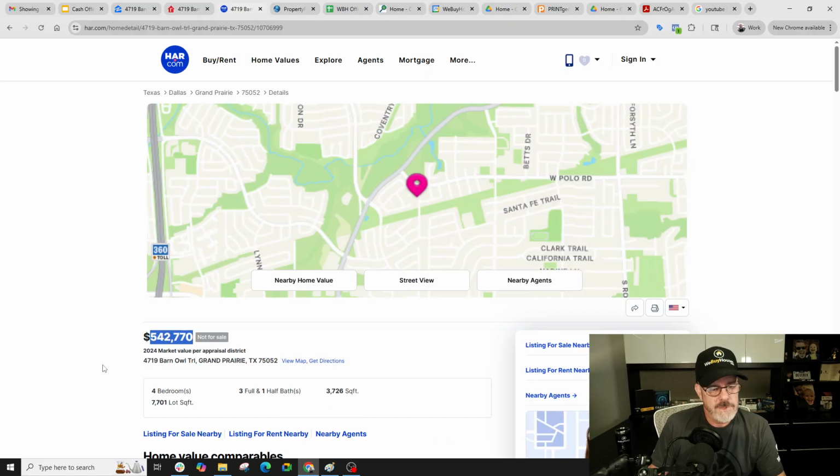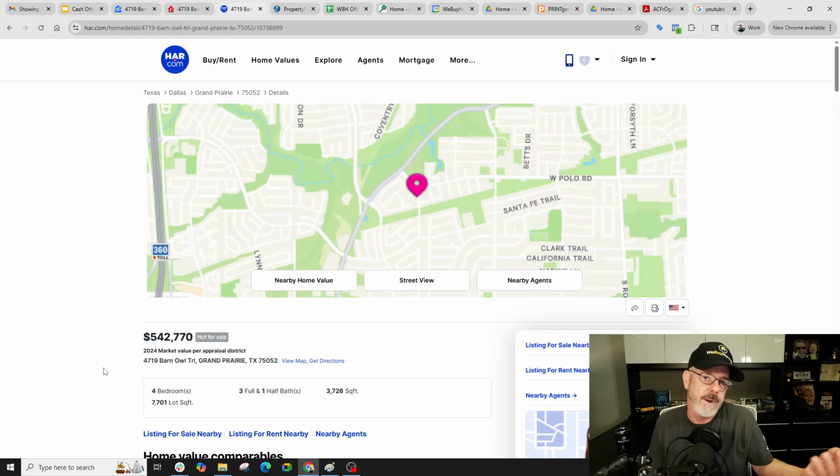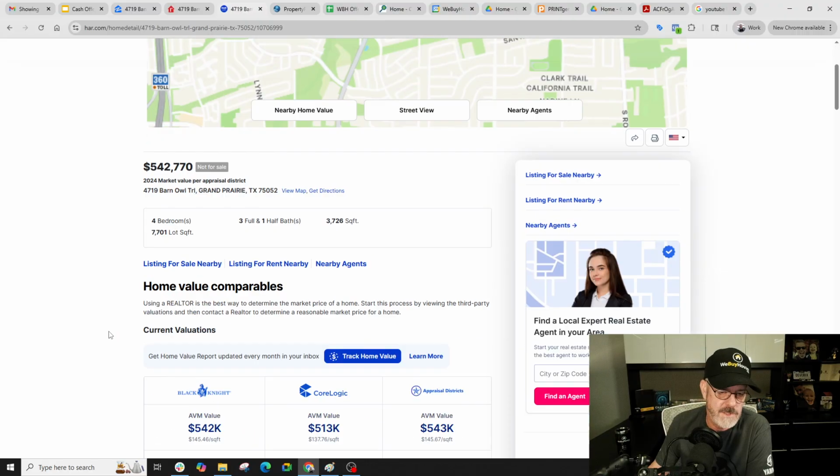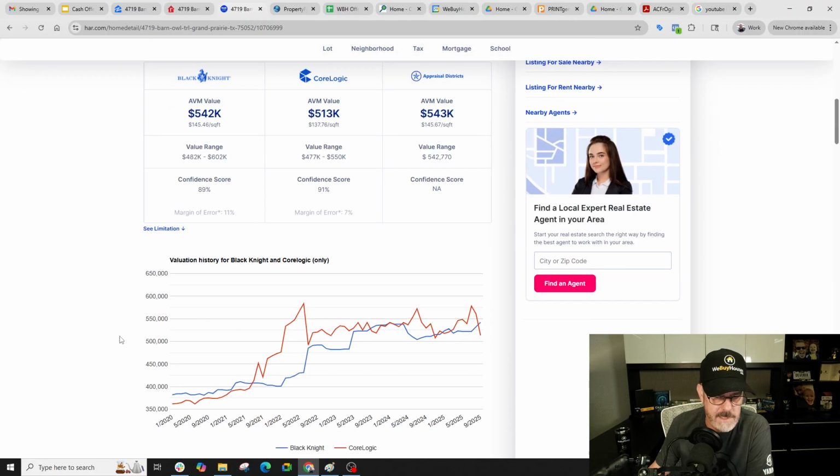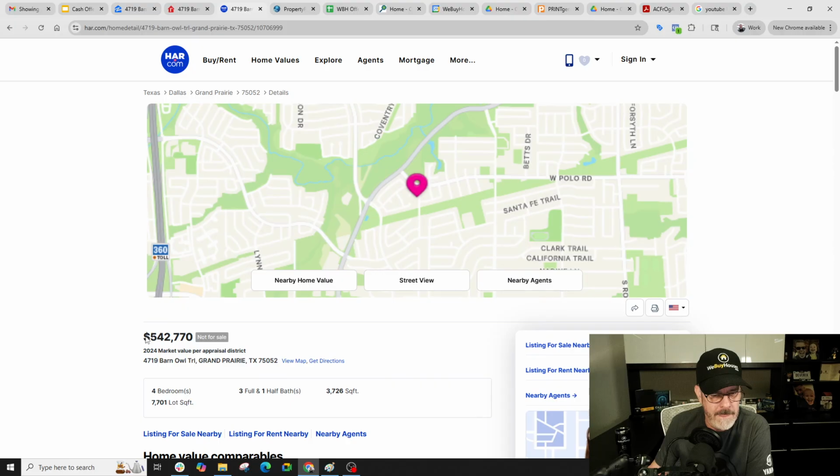I looked at another source because it was the third one that Google had for me, and it's called HAR.com. HAR is the Houston Association of Realtors here in Texas, and they show most listed properties on their website. And they have a market value per appraisal district at $542,770.